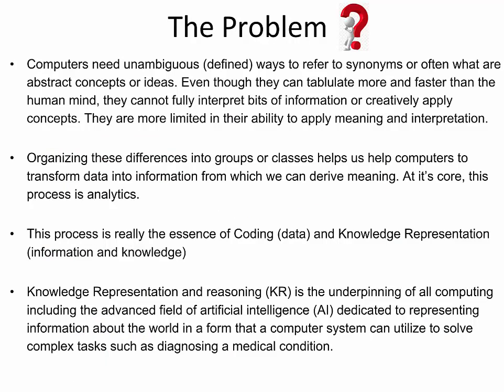So what's the problem? Computers need unambiguous or defined ways to refer to synonyms, or often what are abstract concepts or ideas. Even though they can tabulate more and faster than the human mind, they cannot fully interpret bits of information or creatively apply concepts. They are more limited in their ability to apply meaning and interpretation. Organizing these differences into groups or classes helps computers to transform data into information from which we can derive meaning.